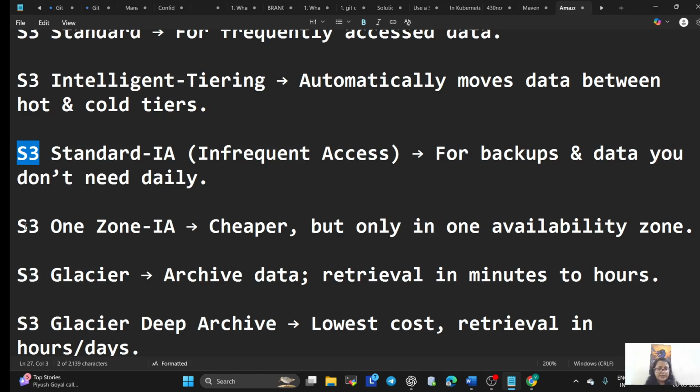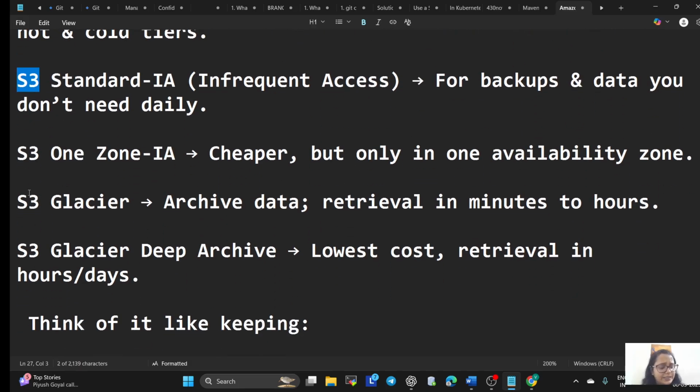The fourth one is S3 One Zone-IA. IA means infrequent access and one zone means the availability zone will be only one. So it is very cheap, but only in one availability zone. So there is a huge risk of losing your data. If that zone goes down, you will lose your data. But it is very cheap.